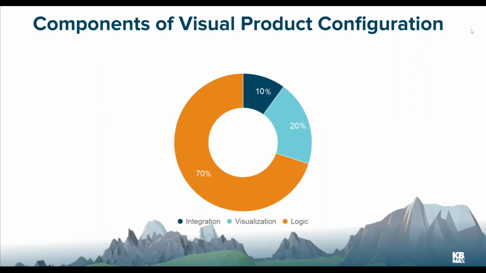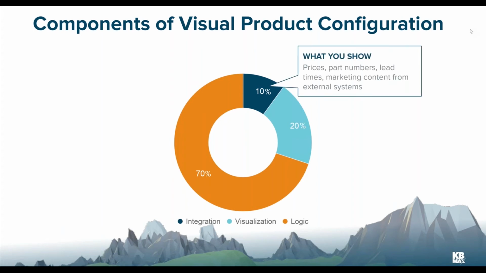So DJ kicked us off talking about the dirty little secrets of visual selling. And the dirty little secret is that the 10% of the information around what you show, prices, part numbers, lead times, marketing content, a lot of that already exists, and it's easy to dump that to the web. In fact, that's kind of how B2B commerce and catalog websites started a long time ago. There's not a lot of science to that, and frankly, there's not a lot of value to it. Now, we talk about visual selling.